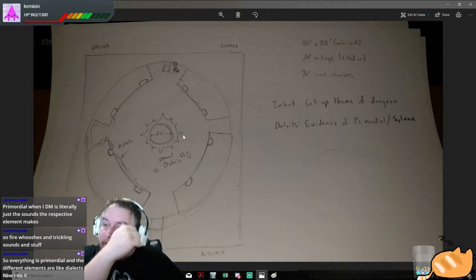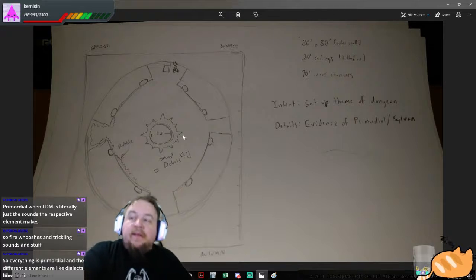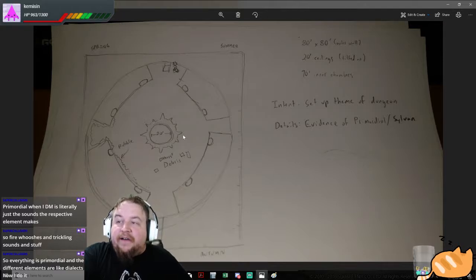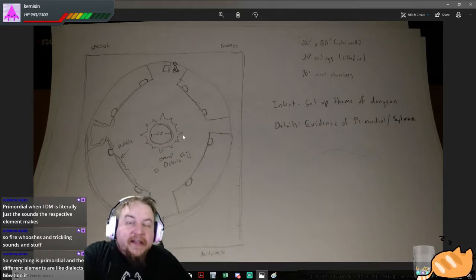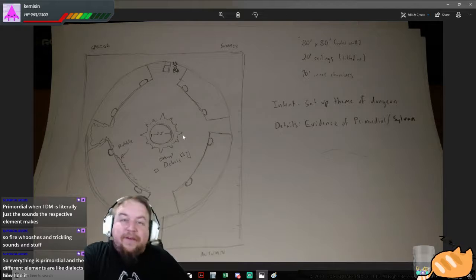So everything is Primordial, and the different elements are like dialects, how I do it. Okay. So if you have a rogue who can speak Ignan, and he's ready to set off a trap, it'll be like, hey, y'all, look at this! Only in Primordial.